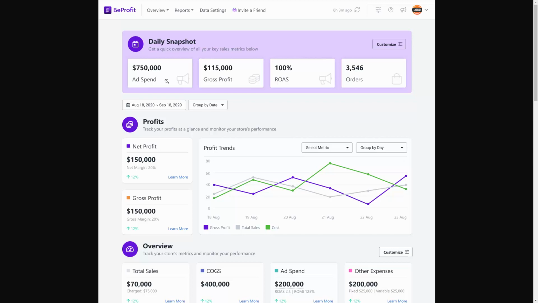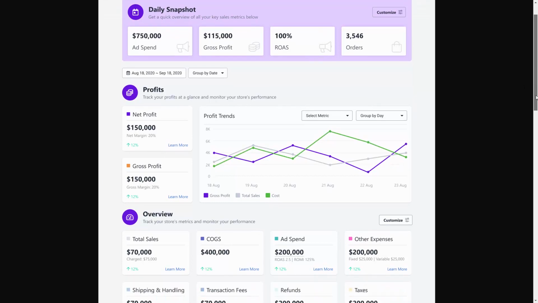Let's say you're using Shopify, for example, right? We're going to be able to pull in all of the different e-commerce and advertising and marketing related information to give you this daily snapshot. It says right here, get a quick overview of all your key sales metrics. So as soon as you log into BeProfit, they give you that daily snapshot so you know exactly what's going on right now. And as we scroll down here, we have other sections in here, of course, profits, right?